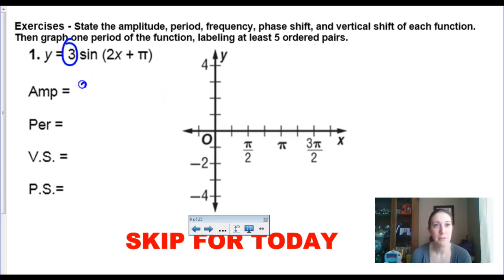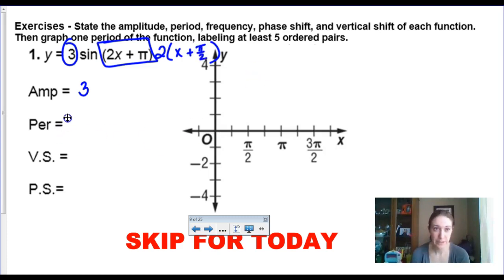The amplitude is a 3, and then it is not in factored form. So the first thing I'm going to do is inside the sine function, I'm going to factor that 2 out, and then tell you what's left. I still have an x instead of theta. They use x on this worksheet a lot. And then if I factored a 2 out of pi, that's like dividing by 2. So that becomes x plus pi over 2.